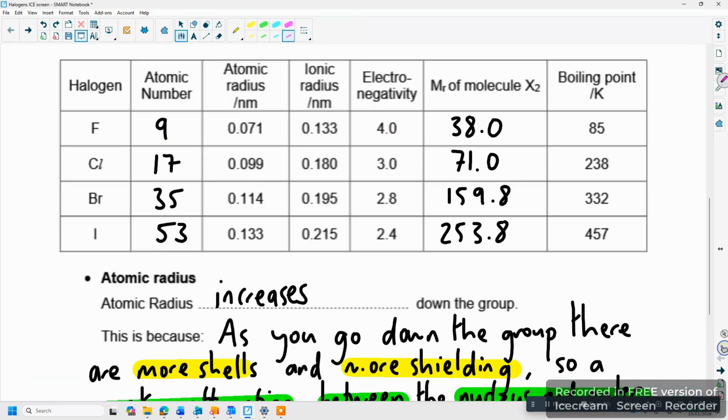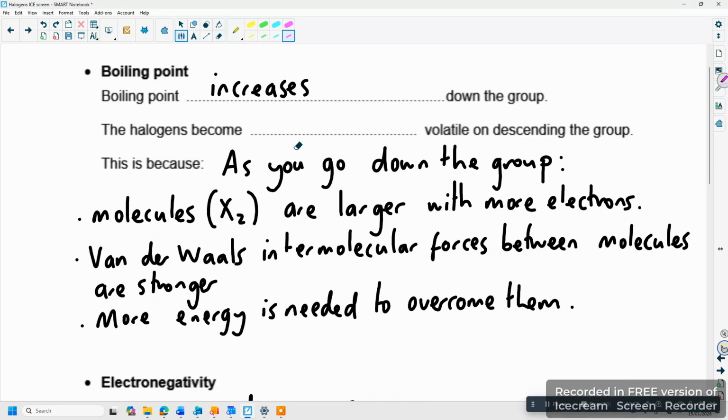So next we're going to have a look at the boiling point, and you can see that as you go down the group, the boiling point of the halogens increases. So on the next page we'll write an explanation for that. So the boiling point increases as we go down the group, and the halogens evaporate less easily as the boiling point increases, and we say that the volatility or the halogens become less volatile as you go down the group. That means they evaporate less easily.